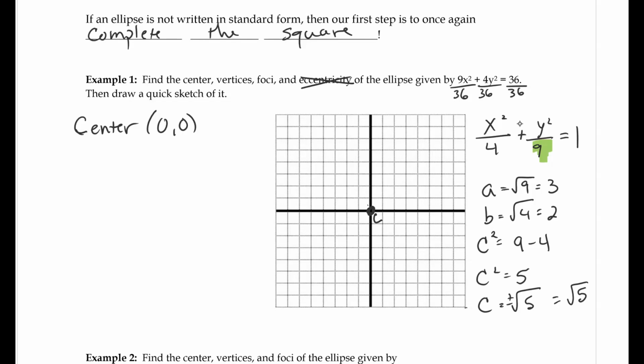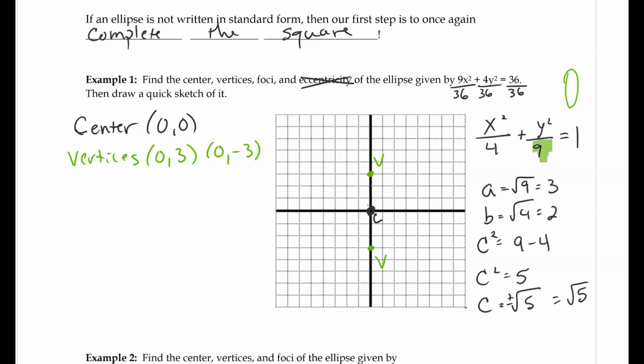And we know from looking at our graph, since A squared is underneath the y, we're going to stretch this way. So we're going to go up A, so 1, 2, 3. There's a vertex, and we're going to go down 3. So my vertices are here at 0, 3, and 0, negative 3.